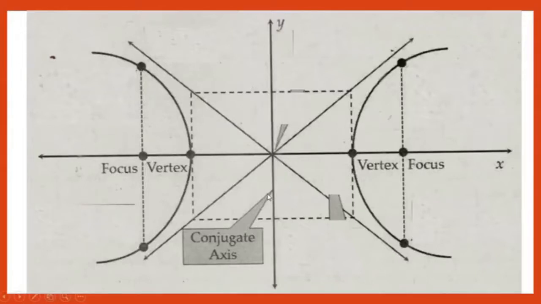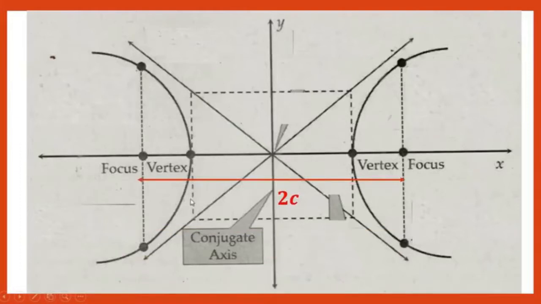Bisector siya ng ating transverse axis. Ito yung transverse axis natin. Perpendicular bisector, conjugate axis. So, ito yung endpoints of the conjugate axis. Okay?